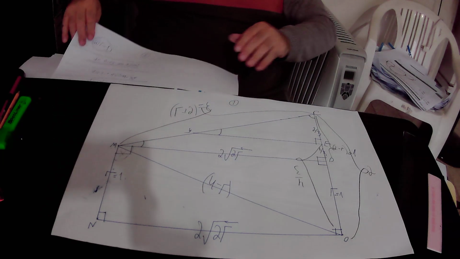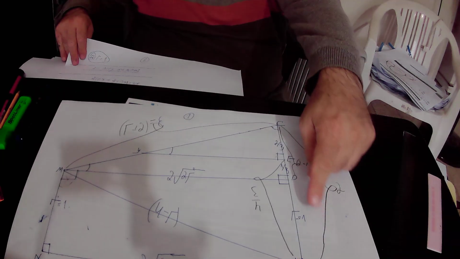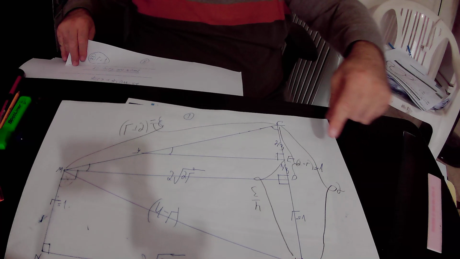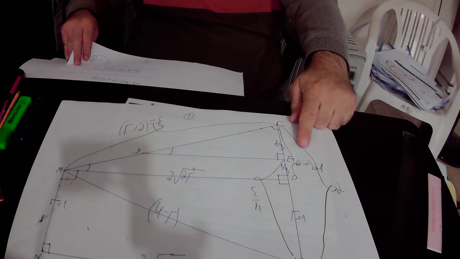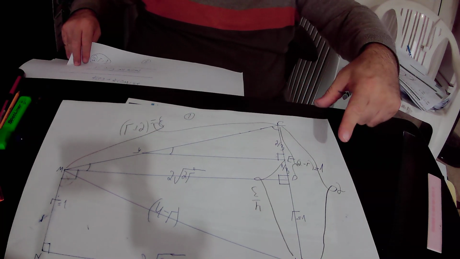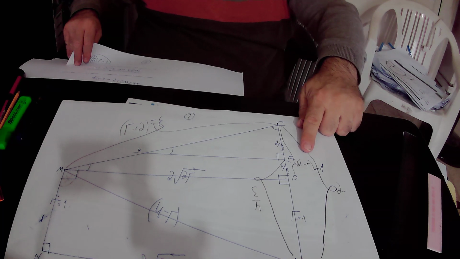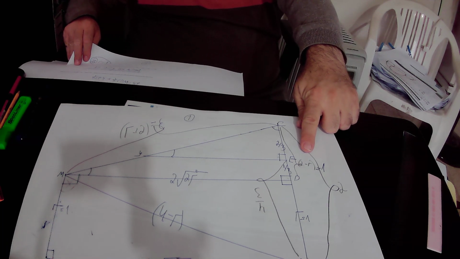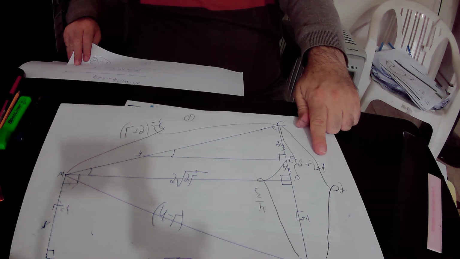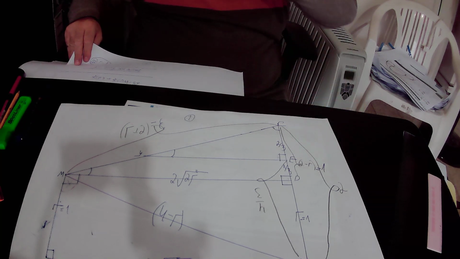So here R equals 1. And here, CD is 2 minus R. And R equals 1, so CD equals 2 minus 1, that is 1. So CD also equals 1.